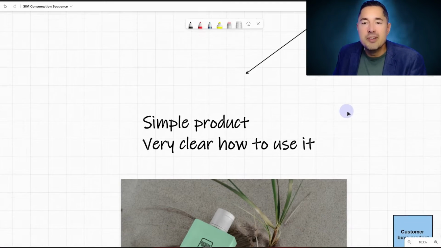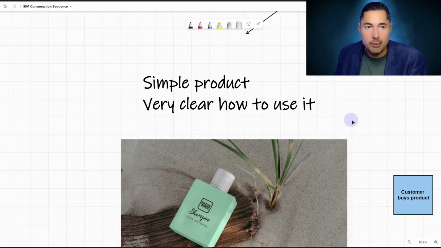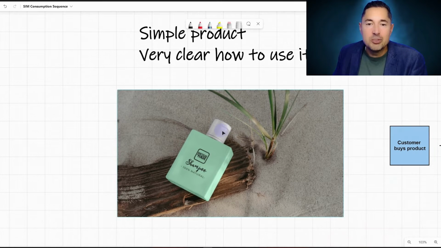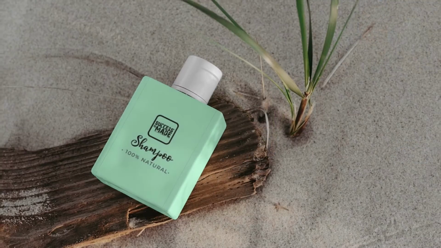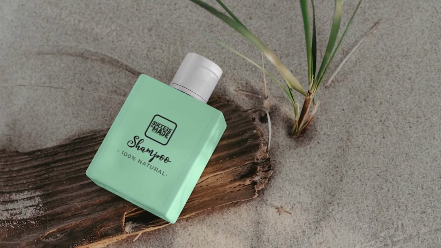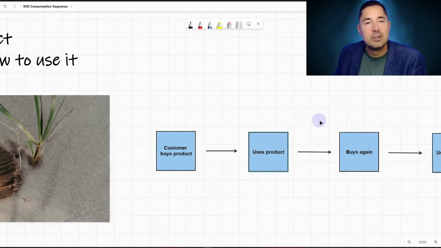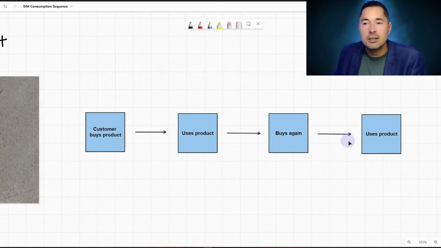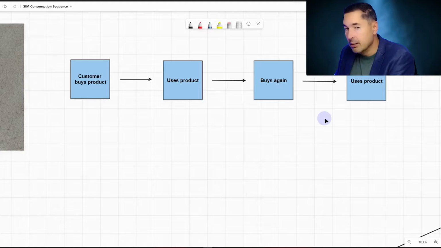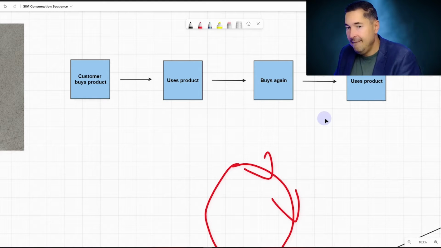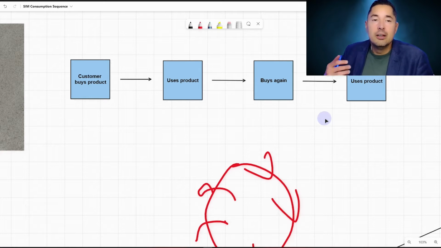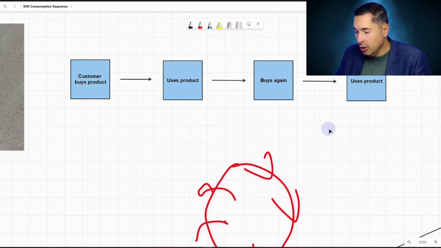Let's say that I have a very simple product to sell, soaps and shampoos, right? If a customer buys my shampoo, it is very clear how to use it. So this is what it looks like. A customer buys the shampoo, they actually use it, they buy it again, they actually use the product again, and you have this continuous cycle of this customer buying and using, buying and using, buying and using. That's really a consumption cycle over and over again.